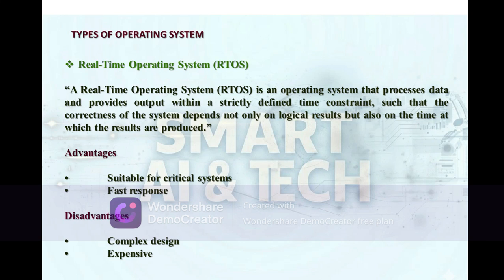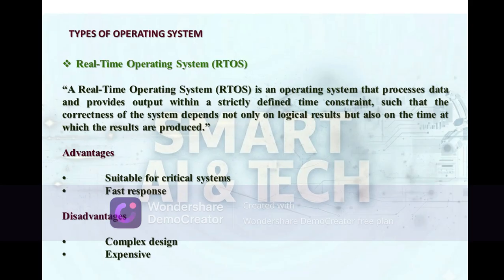Features of the real-time operating system are deterministic behavior and high reliability. The advantage of the RTOS is that it is suitable for critical systems. It has a fast response, but it has a disadvantage: the design is very complex, and it is very expensive. An example of an RTOS is RT Linux.